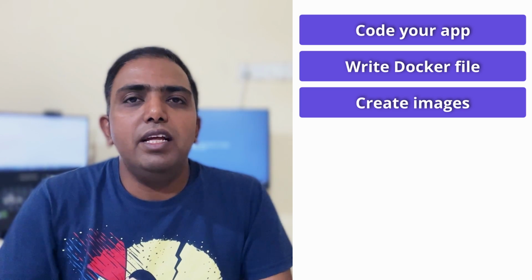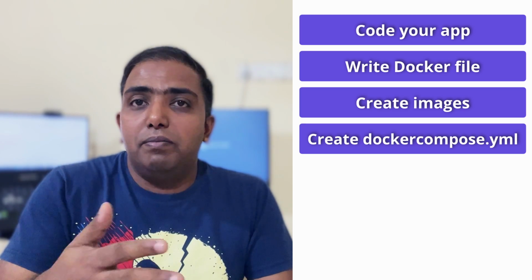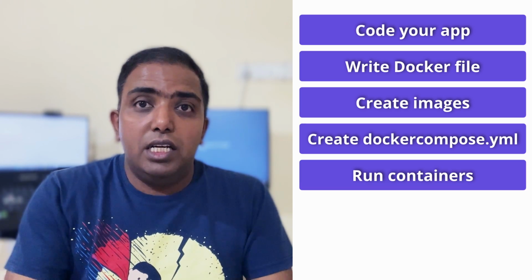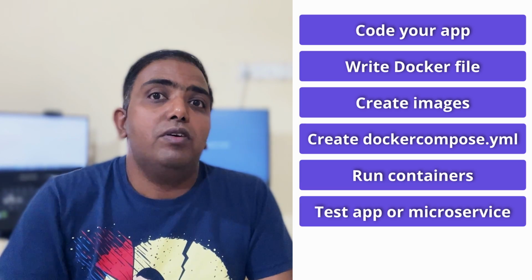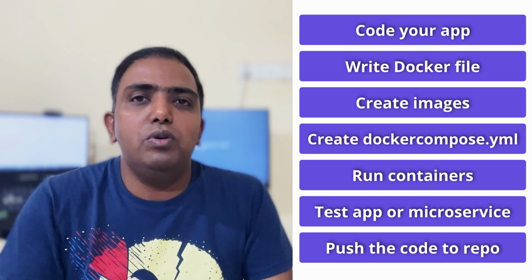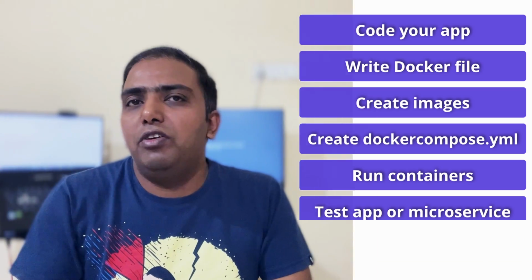When developing such applications along with Docker, we follow a set of steps. At this point, we are still not considering the whole DevOps workflow, which we can include up to the production deployment, but just focusing on the local development environment. The basic steps we usually take are: code your app, then write a Dockerfile, create images defined in the Dockerfile, define services by writing Docker Compose YAML, run containers, test the app or microservice, and finally push the code or further continue developing your application.